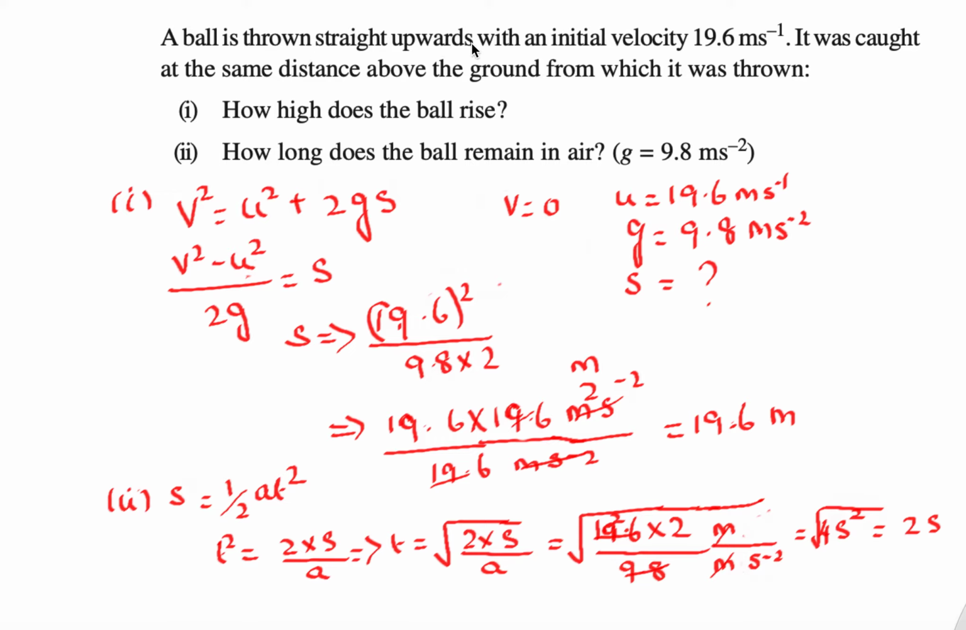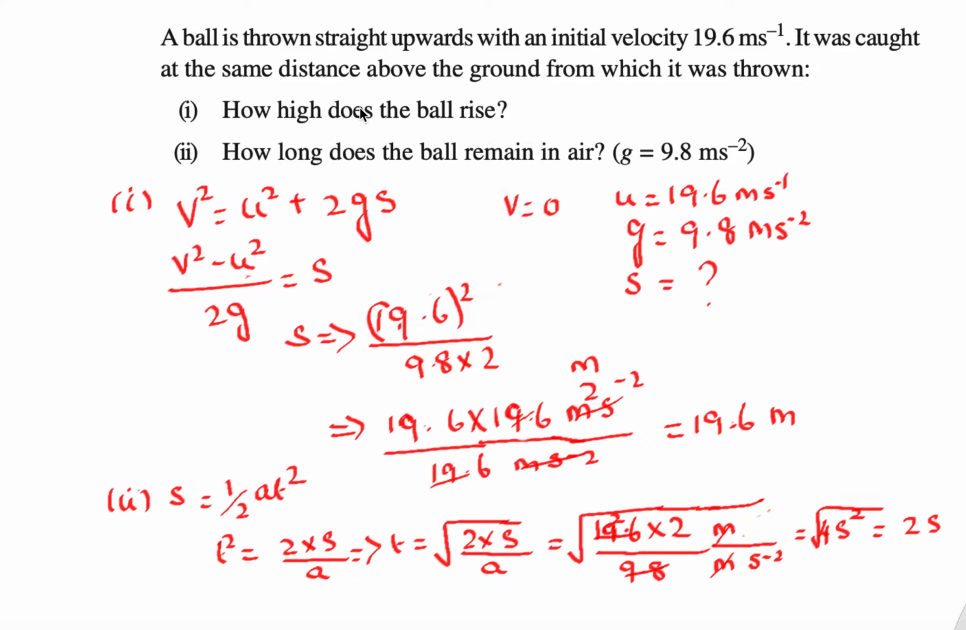A ball is thrown straight upwards with an initial velocity of 19.6 meter per second. It was caught at the same distance above the ground from which it was thrown. How high does the ball rise? So we have to find the displacement of the ball.